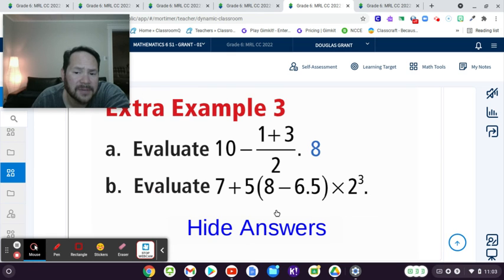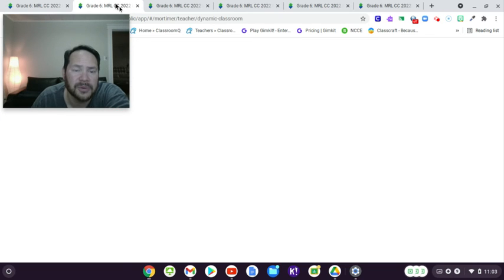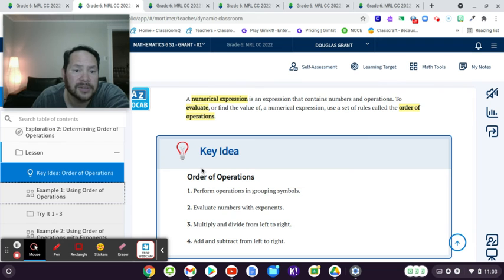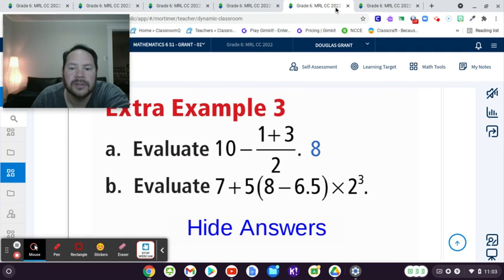So what do we have to deal with first? Yes, we have to deal with the parentheses first. Even though we have an exponent, parentheses are the first thing that we do in the order of operations. So first is grouping symbols, which is parentheses. Then we deal with the exponents. So 8 minus 6.5 is 1.5.